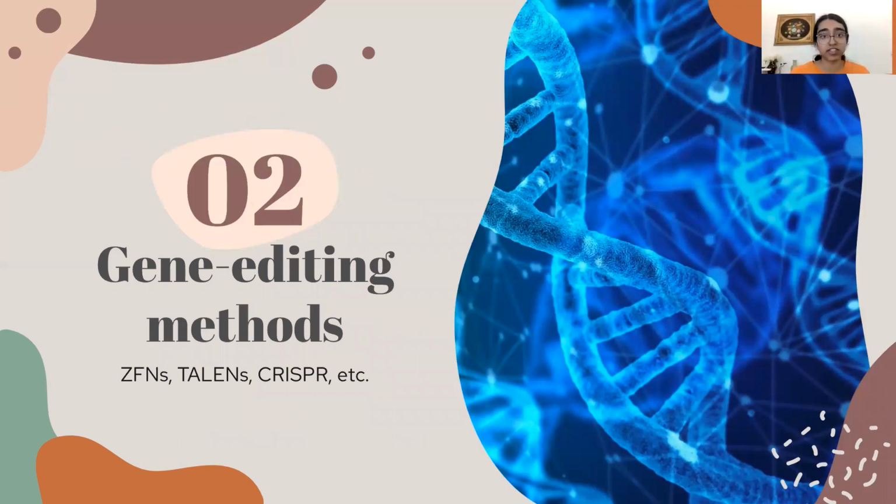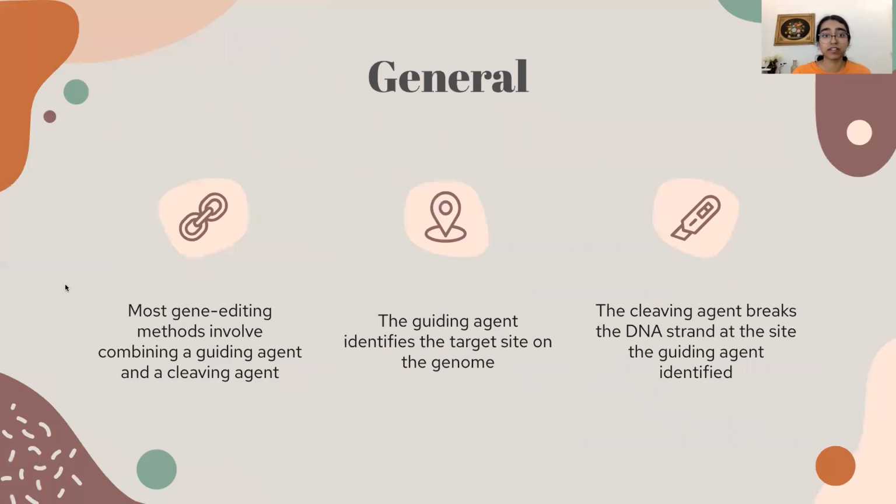So next is gene editing methods. In general, gene editing methods consist of a guiding agent and a cleaving agent. The guiding agent identifies the target site on the genome. Then the cleaving agent breaks the DNA strand at the site the guiding agent identified. The three most common gene editing methods today are ZFNs, TALENs, and CRISPR.